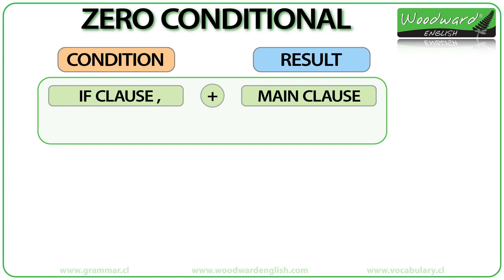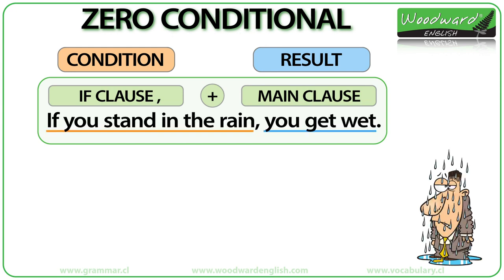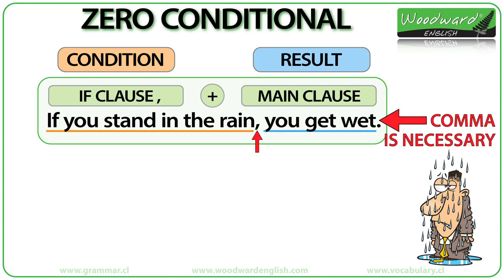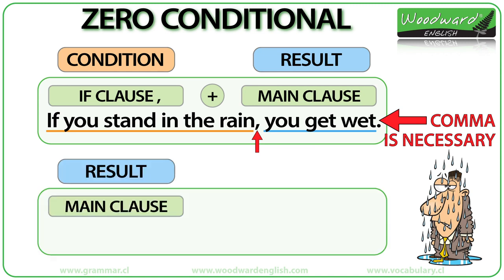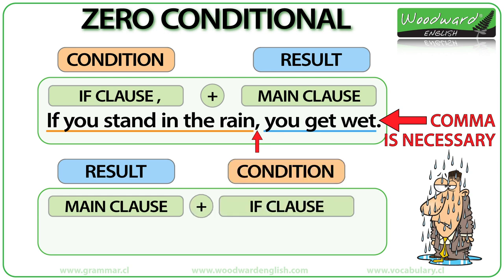So, we have seen the order of if clause, comma, main clause, which is the condition plus result. If you stand in the rain, the condition, you get wet, the result. A comma is necessary between the two clauses. But we can also change the order of the sentence and have the main clause, the result, before the if clause, the condition.